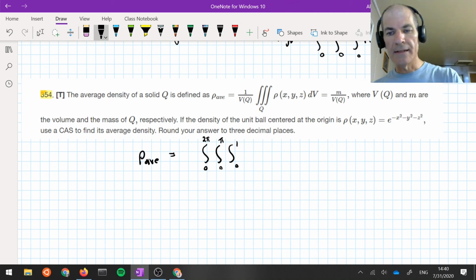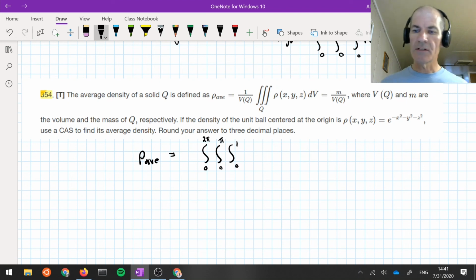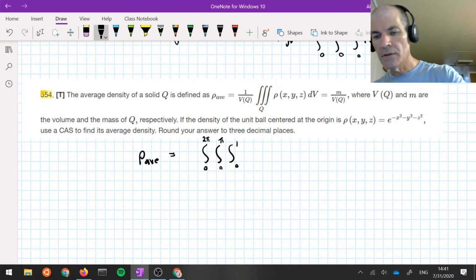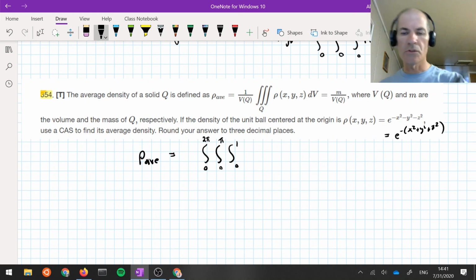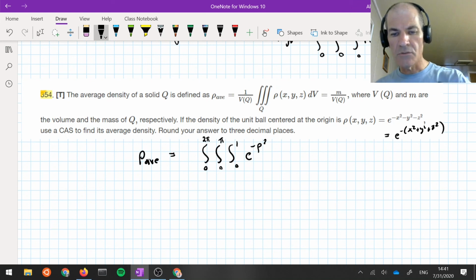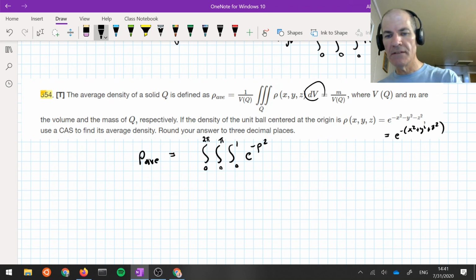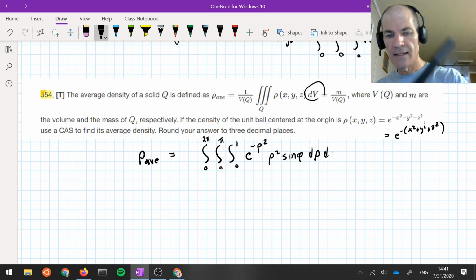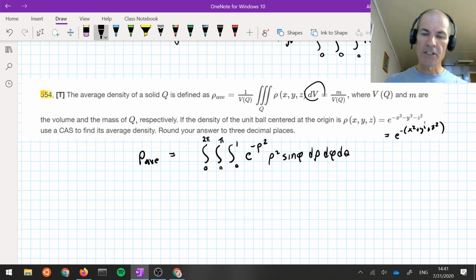We want to integrate the density, and the density is given by this e to the minus x squared minus y squared minus z squared. If you look closely at this, this is e to the minus x squared plus y squared plus z squared, and you should recognize that as rho squared. So this is e to the minus rho squared. We're doing a spherical integral, so dV here becomes rho squared sine phi d rho, sorry, d phi d theta. Got to pay attention to the order of the limits of integration here.